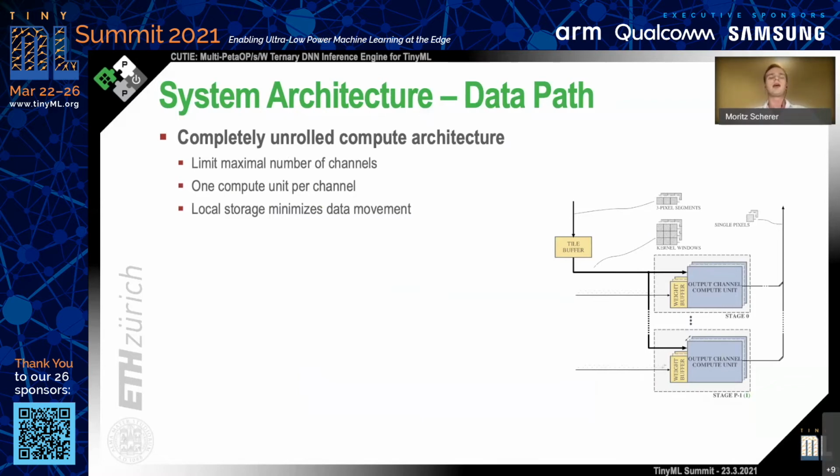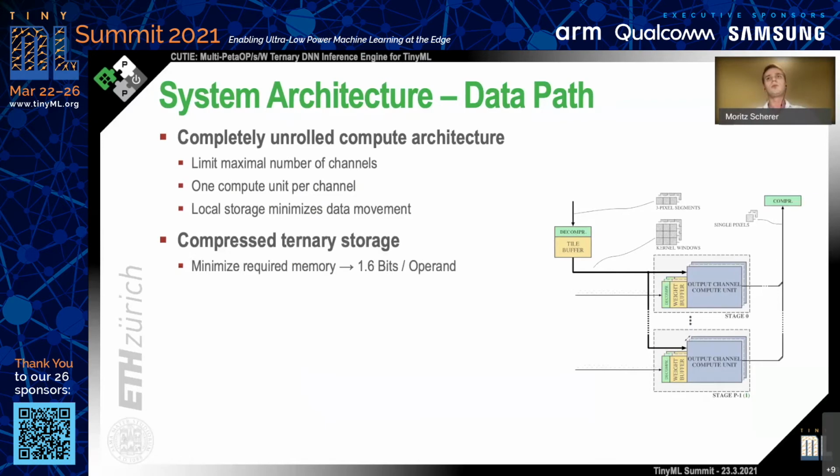And we add a tile buffer, which allows us to extract the maximum amount of data reuse for our convolutional layers. We use a compressed ternary storage. So we add compression and decompression stages. And this minimizes the required memory to 1.6 bits per operand.